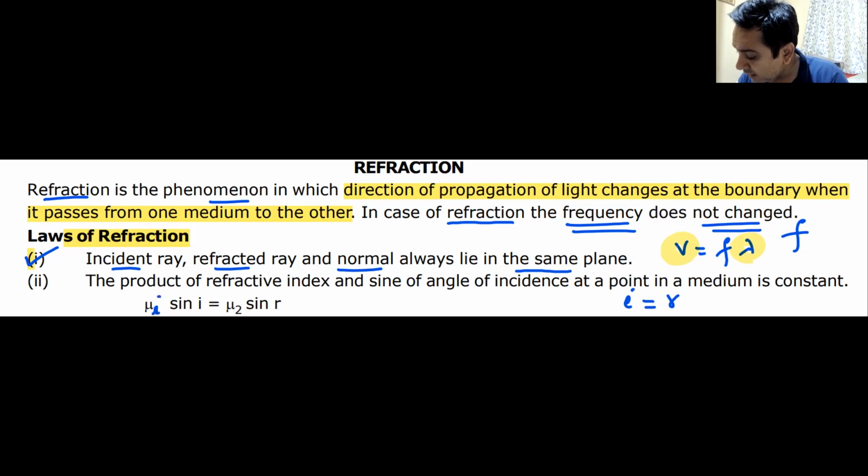I can write this as mu I into sine I is equal to mu R into sine R. What is mu? We will understand this. I'll give you 2 minutes to write these two laws of refraction. The second law of refraction is that the product of refractive index, and we'll come to know what refractive index is, and the sine of the angle of incidence is a constant. I'll give you a minute to note this down.